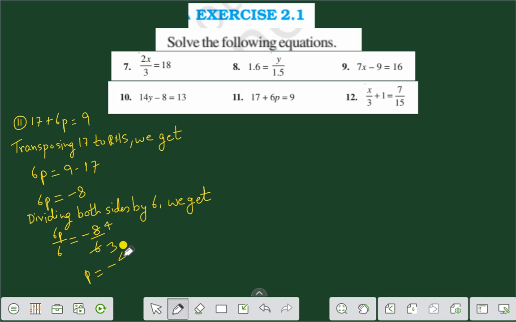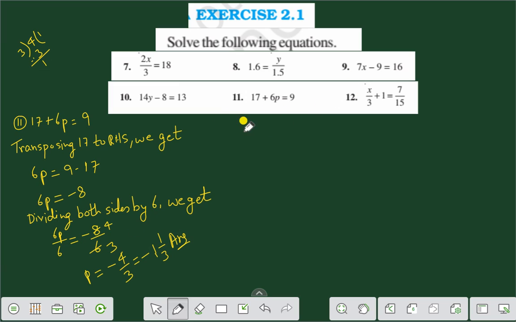minus 4 by 3, or it can be written as, if you divide 4 by 3, 3 1s are 3, 1 whole 1 by 3. Therefore, minus 1 whole 1 by 3 is the answer of question number 11.